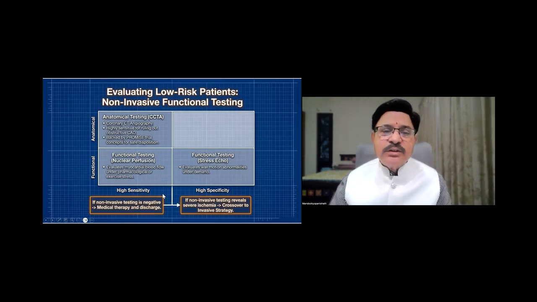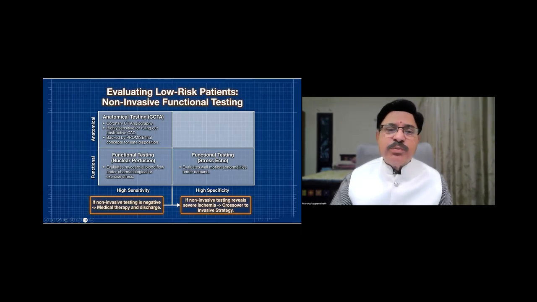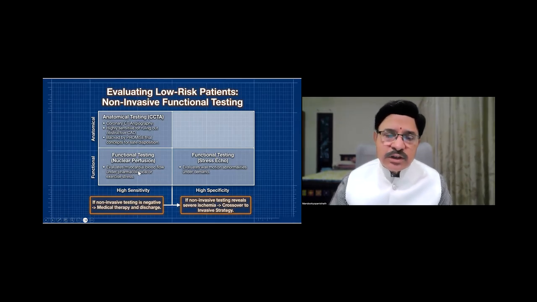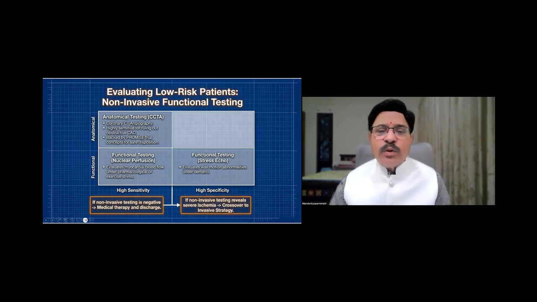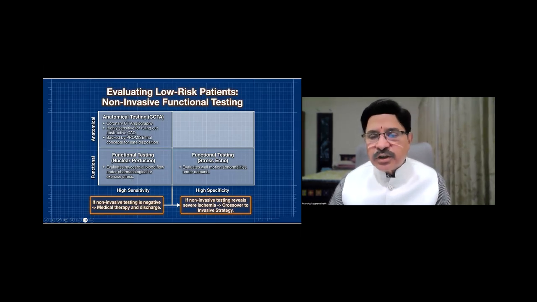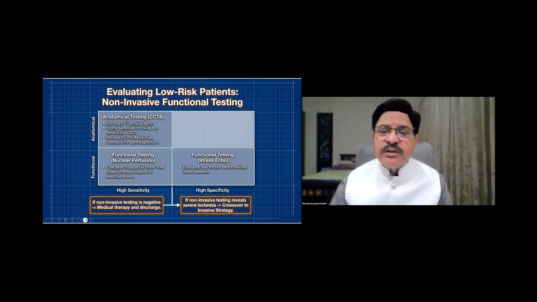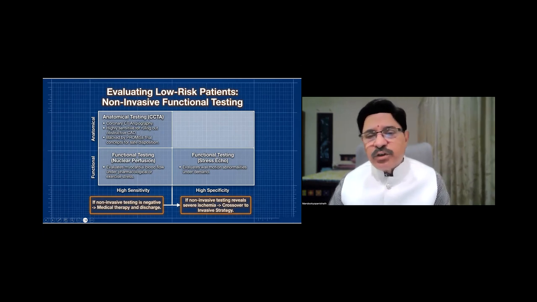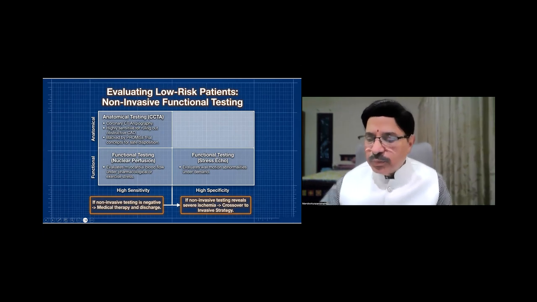The best thing is to have one test from this side, one test from this side. One is called nuclear perfusion testing. The other is the stress echo. The high sensitivity test is used to rule out disease. The high specificity test is there to confirm if the disease is there. Both modalities together. Anatomical testing is again doing coronary angiography. I don't prefer this because of this patient, what we are discussing with him.